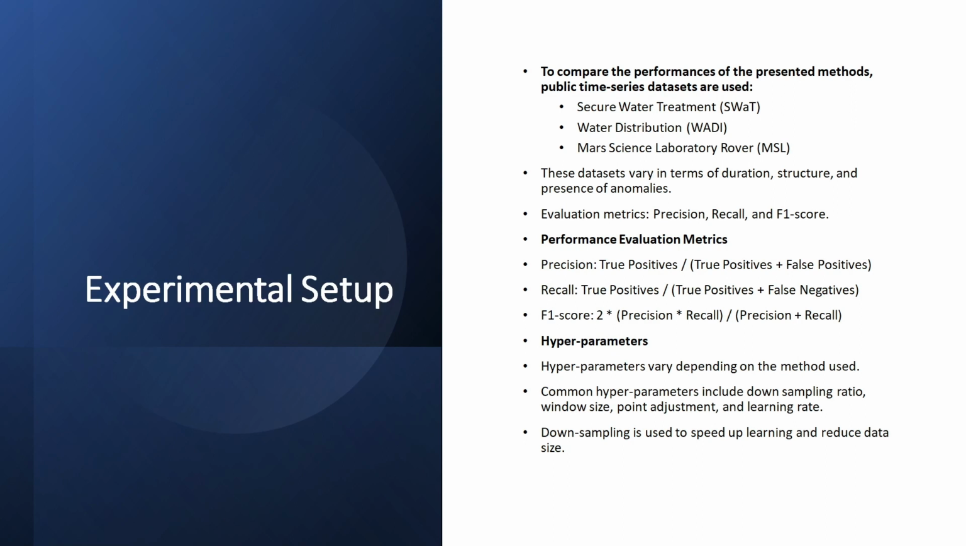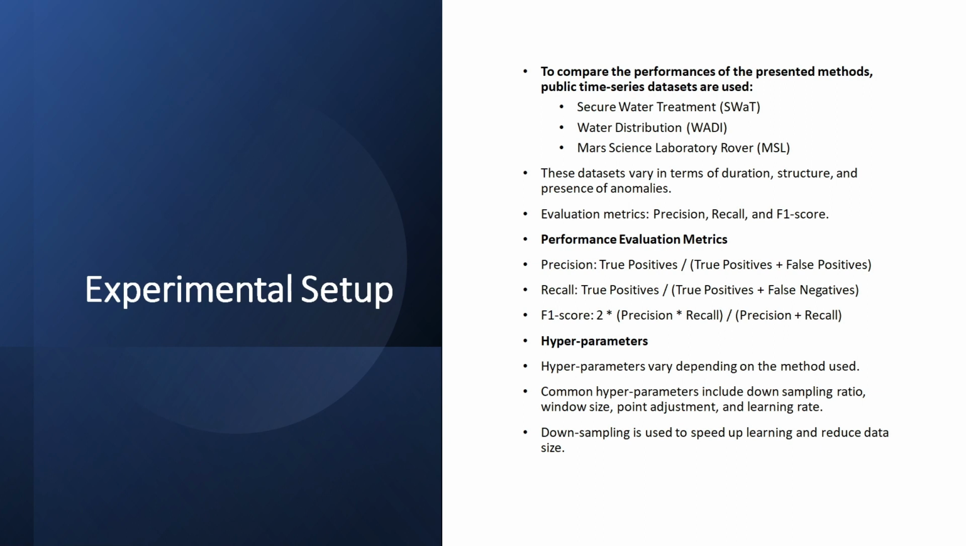Evaluation metrics used are precision, recall, and F1 score. Precision is defined as true positives divided by true positives plus false positives. Recall is defined as true positives divided by true positives plus false negatives. F1 score is calculated as 2 times precision times recall divided by precision plus recall.